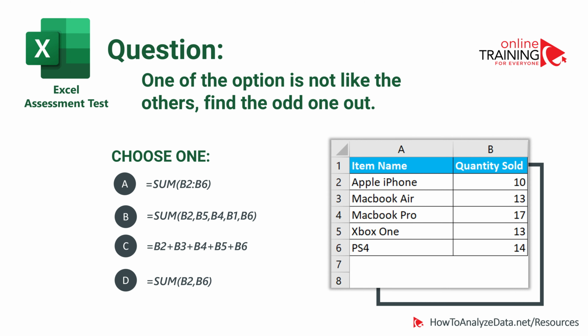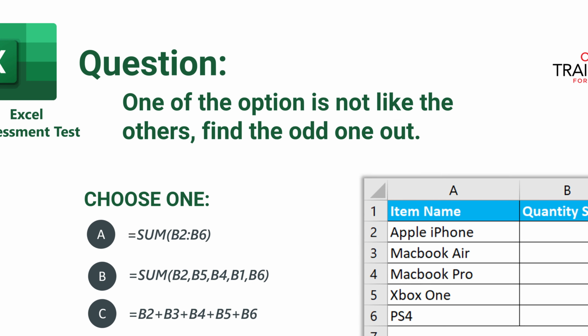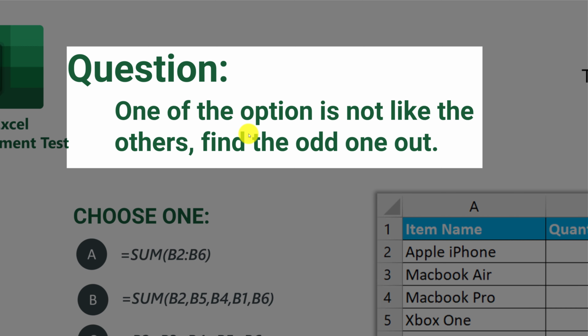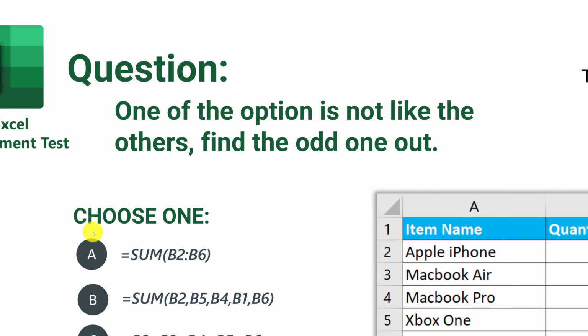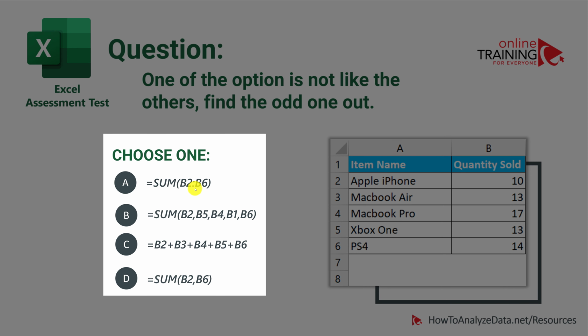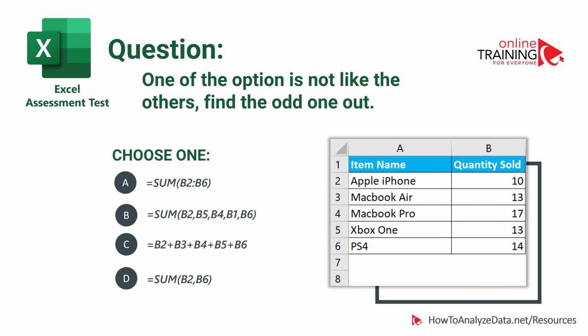Let's look at the question that tests your knowledge of Microsoft Excel formulas and functions. One of the options presented is not like the others. Find the odd one. So which one would you choose? Option A, we have some function. B, also some function but lists the values. Then you have choice C, where we're adding 5 values, and then choice D, which is sum of B2, comma B6. So which one do you think is the right choice here?